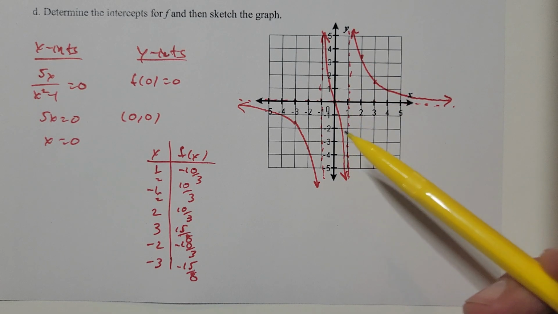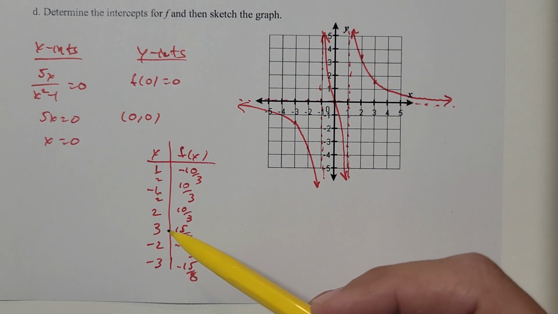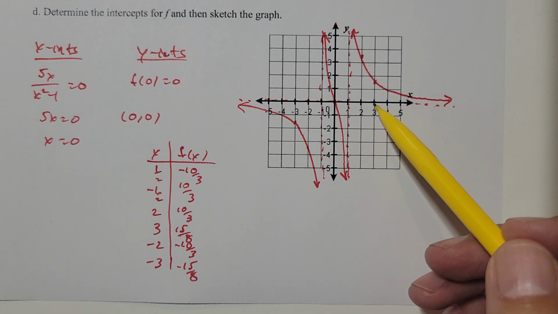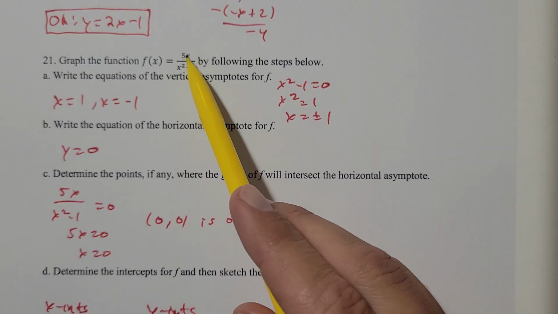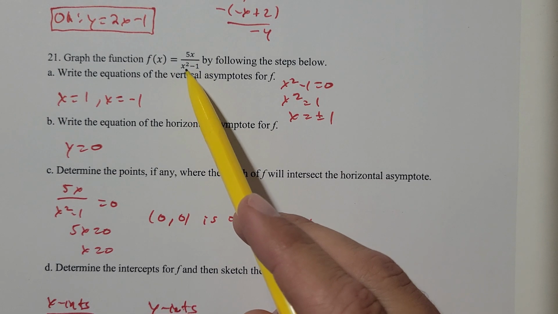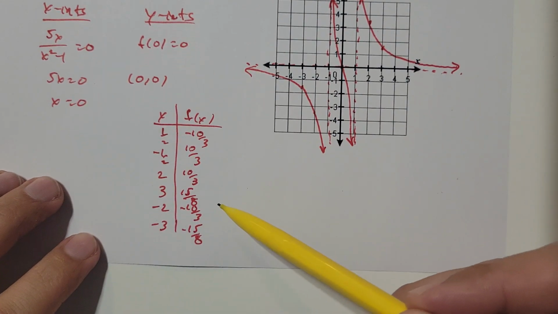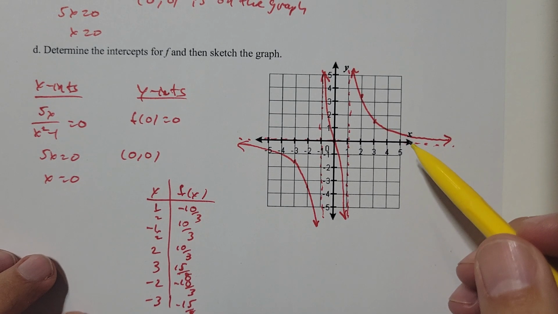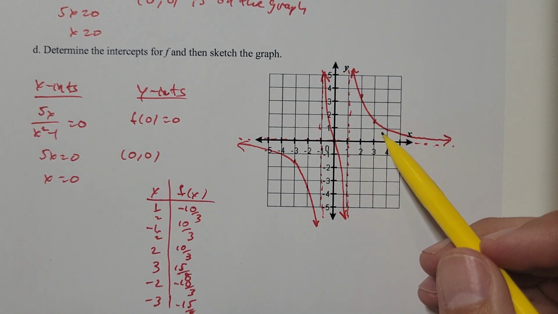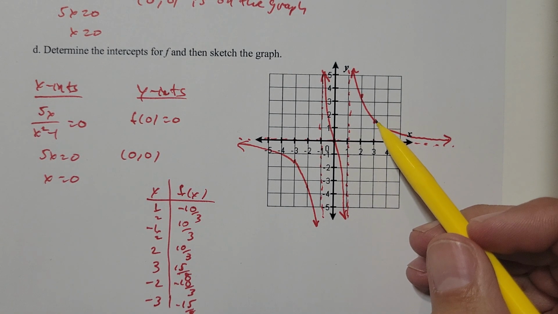And I'll just select one more value here on the right. If x is 3, and we plug that into the function, 5 times 3 is 15, divided by 3 squared is 9, minus 1 is 8. So I'm getting 15/8. 15/8 is a number that's just a little bit less than 2. Okay, so there'd be that point.